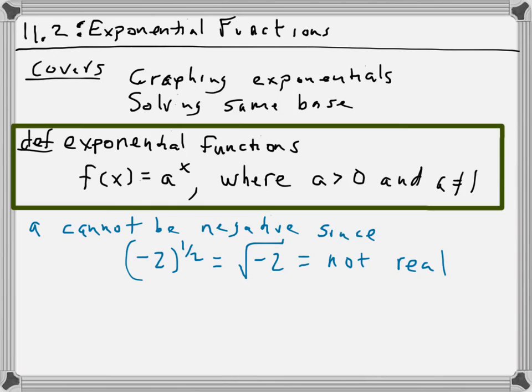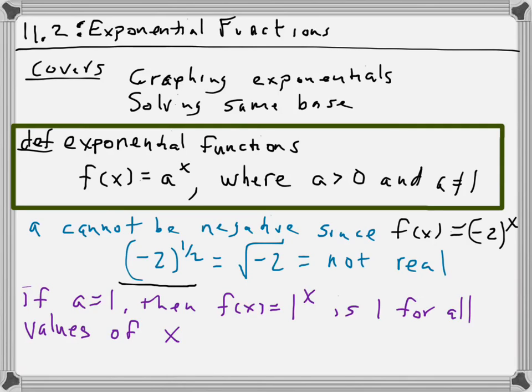Say we had something like negative 2 to the x power. If f of x hypothetically was negative 2 to the x power, one of the values for x could be 1/2, and negative 2 to the 1/2 power is the square root of negative 2. And we know that the square root of negative 2 is not real. So we end up having a lot of issues with real numbers if we make that base negative. So good news, the base will always be positive.